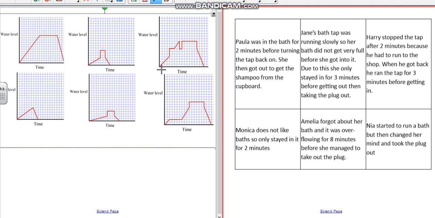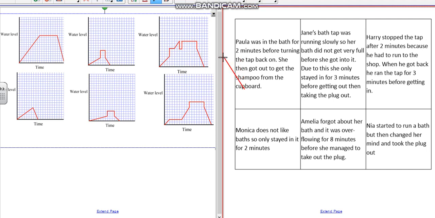So we look at this one, so she's filled up, she gets in for 2 minutes. Okay, so she's filling up again, so we've got the tap back on again. Then it looks like she got out to get the shampoo from the cupboard. Okay, and then it looks like she got back in, stayed in the bath, got out, and let the water out. So that looks like the best match for here. Okay, there's no other ones where it shows that she got out and got back in, so I think we will match that one to that one.